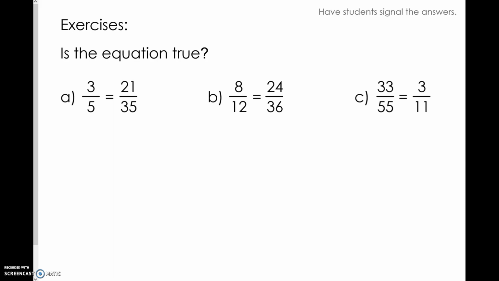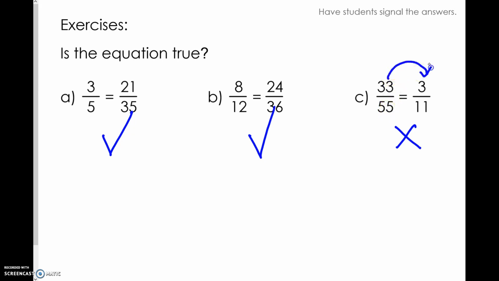Let's review. On your whiteboard, state whether or not each equation is true. Pause the video and then check your answers. A is true. B is true. C is not true.